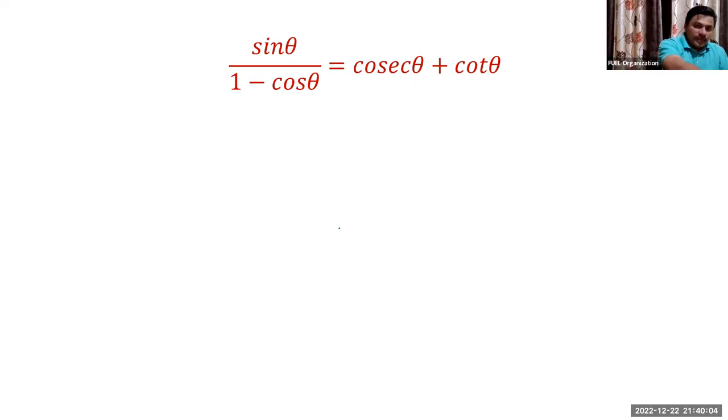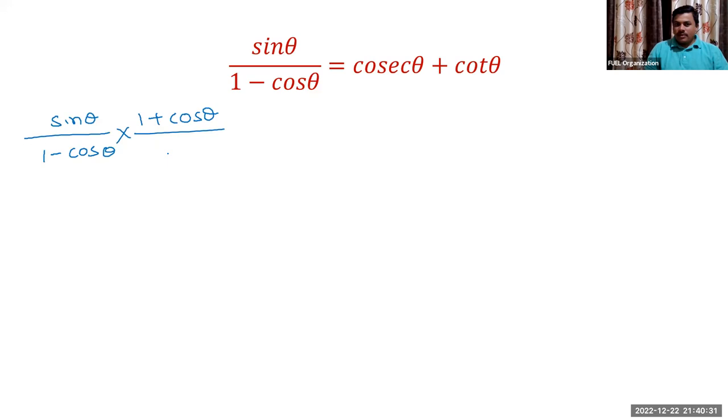Those who are finding it difficult, a simple method: use rationalization first. Many of you will write 1 minus cos theta as sine theta and just cancel. That is wrong. The square should be there, then only can you apply the identity here. Do the rationalization and you will get the answer. 1 minus cos theta is there, so multiply with 1 plus cos theta divided by 1 plus cos theta. Now you solve.